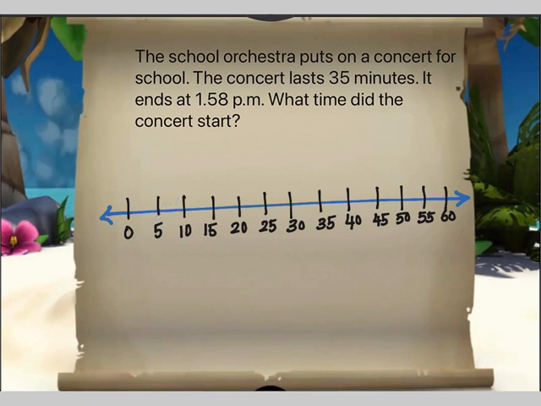Next, I'm going to label above 0. Since it starts, let's mark it as 1 p.m. And then above the 60 minutes, let us mark it as 2 p.m. We know the ending time. Let us mark the ending time. It must be somewhere here. That is the ending time.